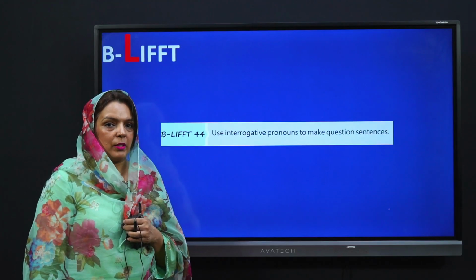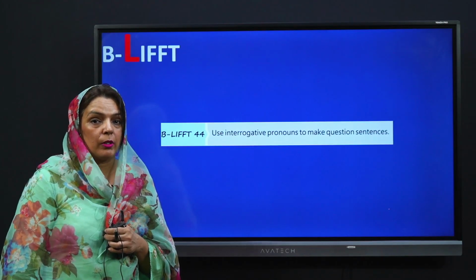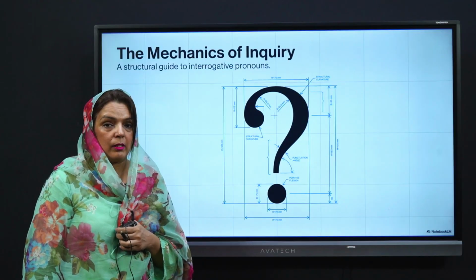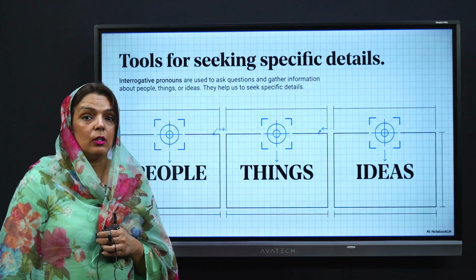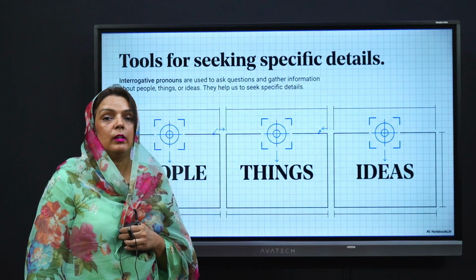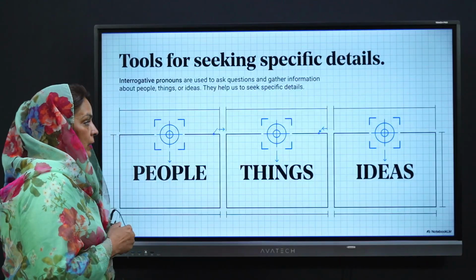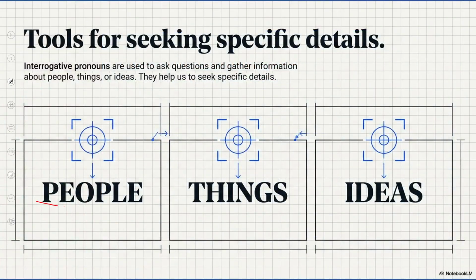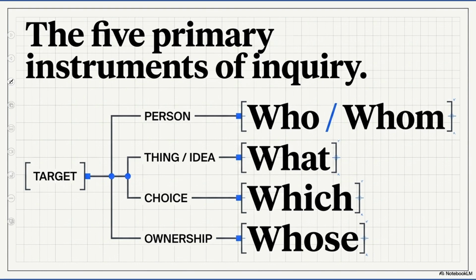Now, what is the demand of the SLO? SLO clearly says that you have to use interrogative pronouns. Now, what are interrogative pronouns? They are simply the WH words or the question words. So, what we are going to do today is we are going to learn specific interrogative pronouns which are used for different purposes. For example, what WH words can be used for people, for things, and for ideas, because for each of these categories there are different sets of interrogative questions.